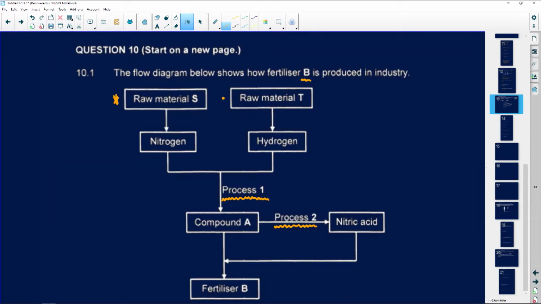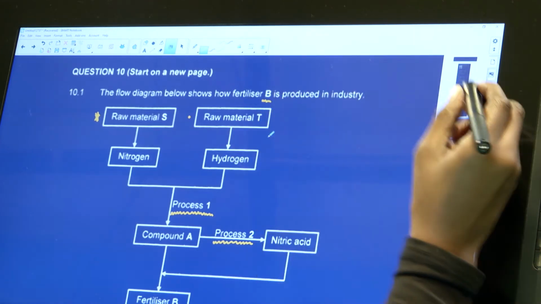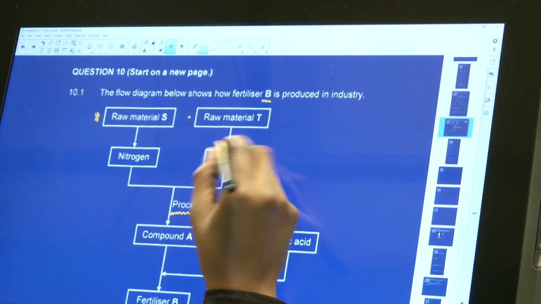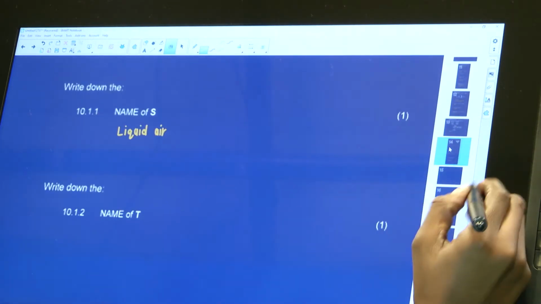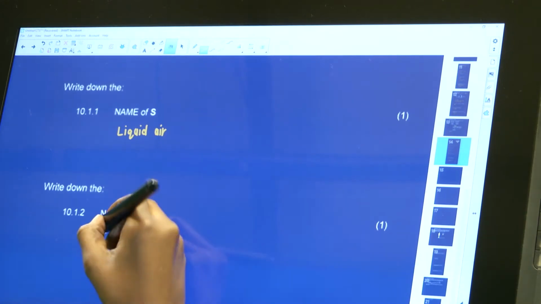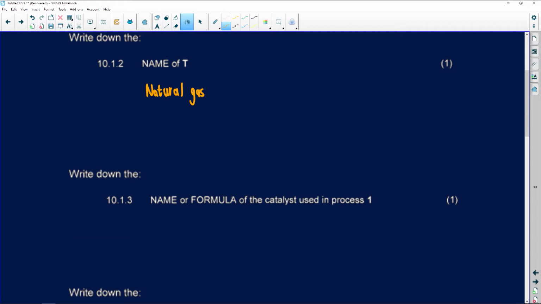What will T then be? I can see that T forms hydrogen. So raw material T must be natural gas or methane. Remember, methane is CH4, and there are H's there that are then taken away. So raw material T will be natural gas. You could have written either one. I don't think the examiner would have been very upset with us. Natural gas, let me just write it here. Or you could have said methane. And now we're very familiar with methane from organic chemistry.